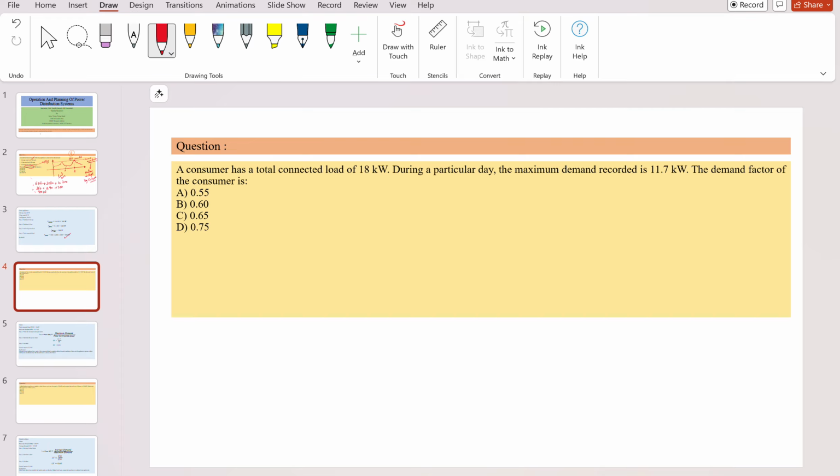Okay, option C I got. Option C has a value of 0.65. Okay. Anyone else?